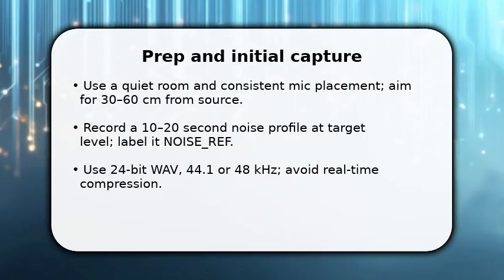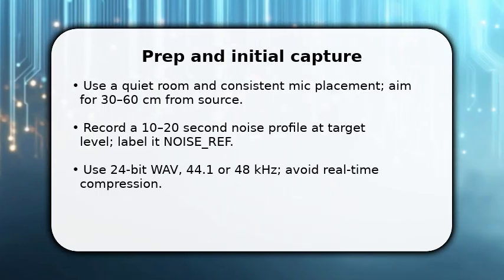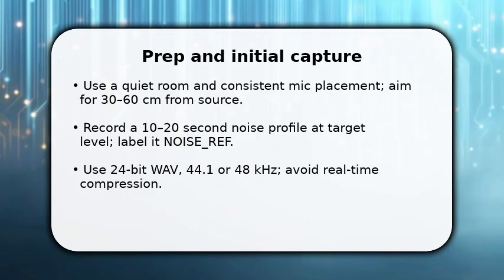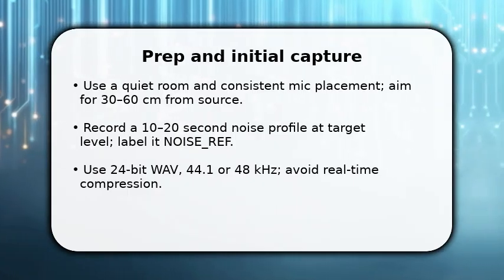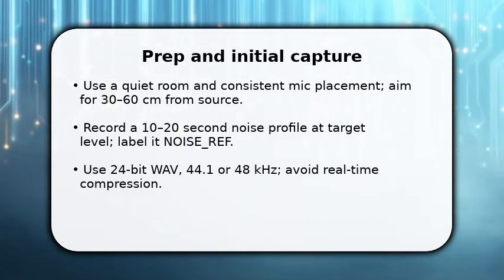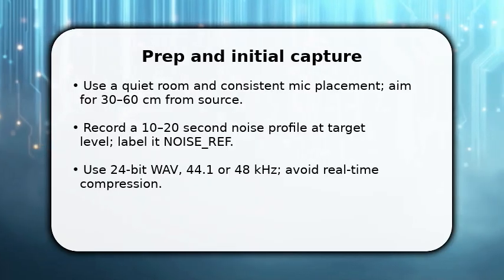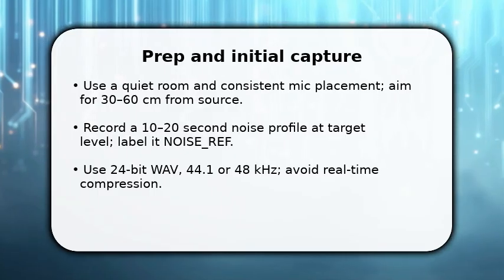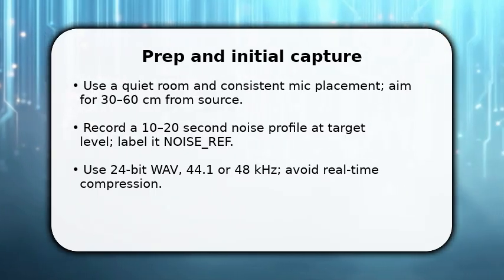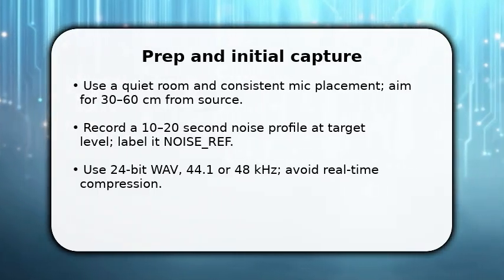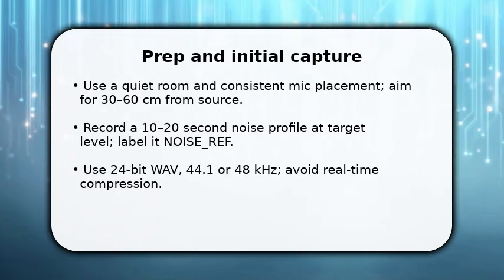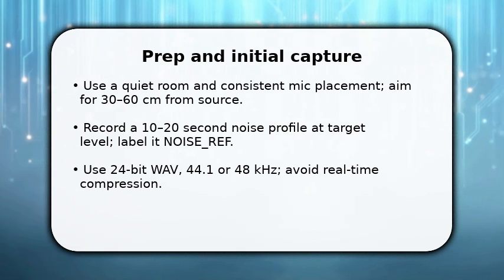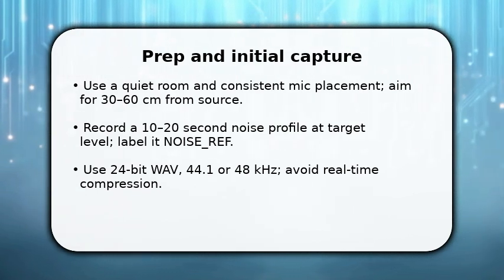You start by capturing the problem sound so the process has reliable data. First, place the mic at a steady distance and record both the beat and a dedicated 10-20 second noise profile labeled noise ref. Once done, save in 24-bit WAV at 44.1 or 48 kHz to preserve detail. Make sure levels peak around -6 dB to avoid clipping and keep headroom. This gives you a clean baseline for spectral subtraction and adaptive filtering later.